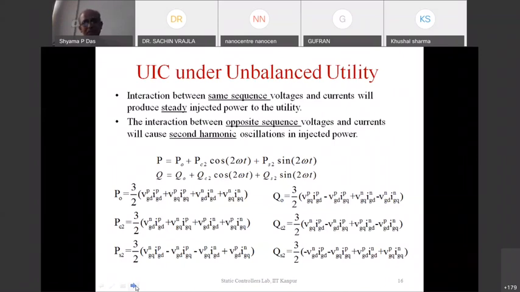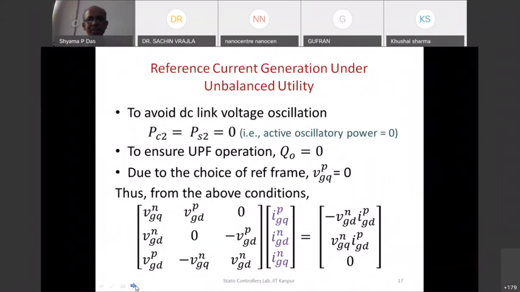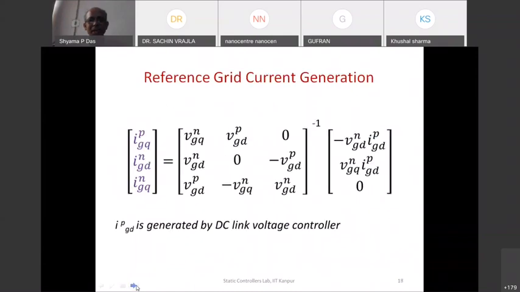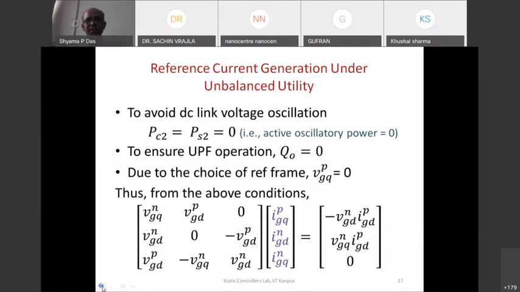Next slide. So from these three equations, next slide, please. Next slide. No, the slide is not changing. Next slide, please. Thank you. No. Okay, previous one. Okay, thank you.